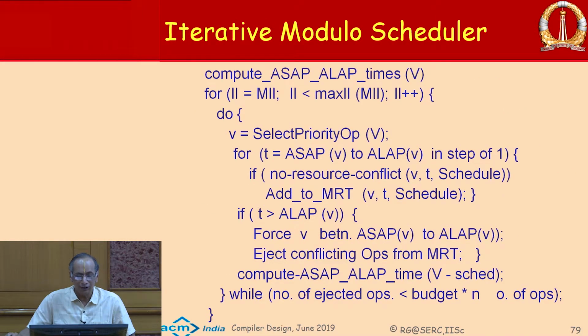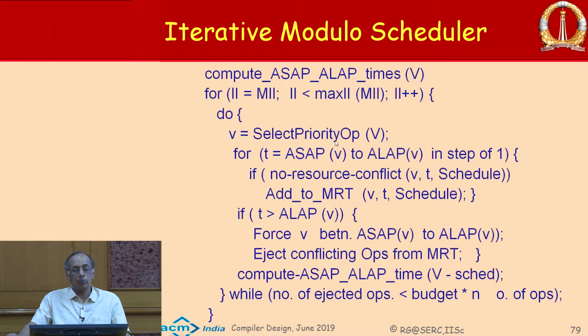So, here is roughly how the iterative modulo scheduler works. Let us try to look at it. You start from II equal to the minimum II, and if you are not able to get a schedule in this II, you will increase your II by 1 and keep trying, until some maximum that is possible. After that, you are going to say maybe it is not worth trying to do the software pipelining for this, and then come out.